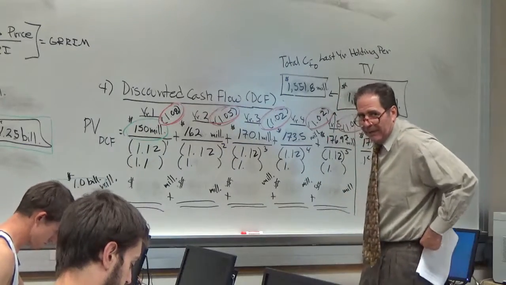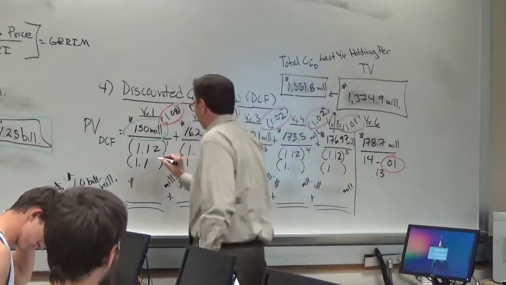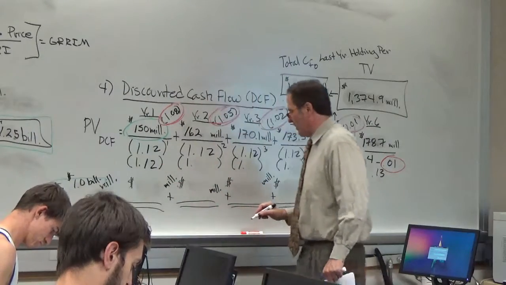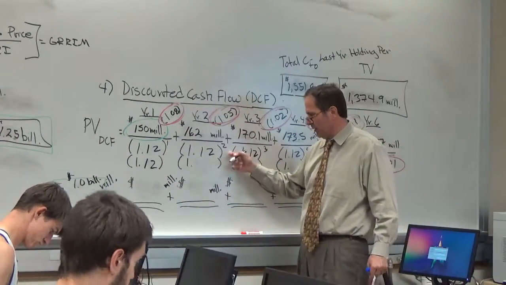155.1.8, like that? Yeah. Okay, awesome. So now let's do the discount factor. Okay, so we know that this is 1.12. What's 1.12 squared?